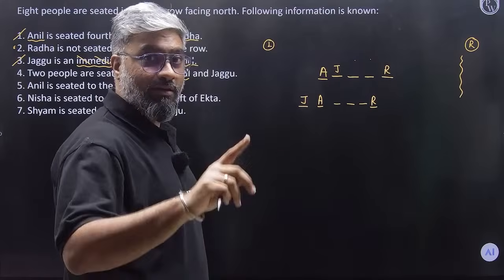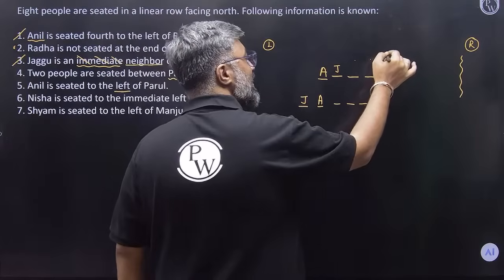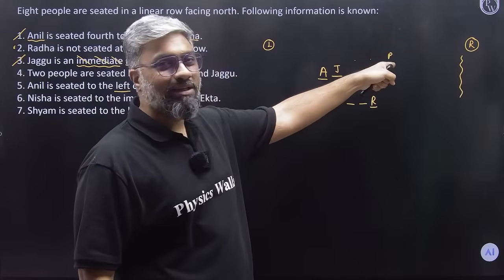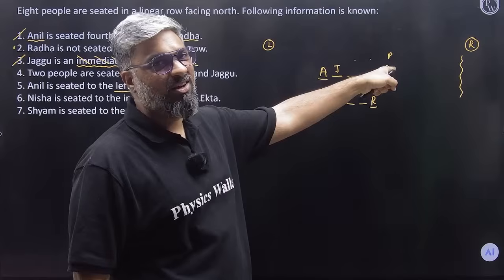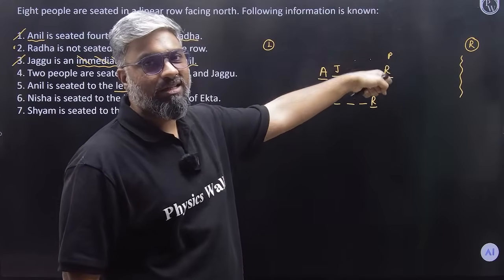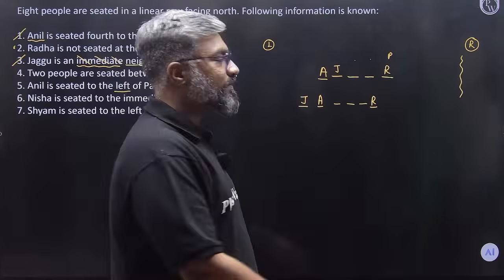Two people left, then there should be Parul. But can Parul come here, guys? Jaggu, 1, 2, Parul. Is it allowed? No, right? Not allowed. Why? Because Jaggu, 1, 2, Parul, Radha is already sitting there. Parul cannot take Radha's place, right?